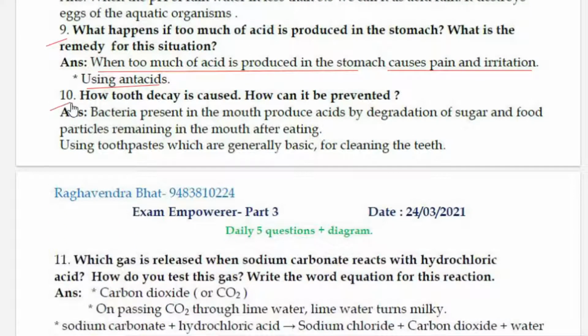Next question. How is tooth decay caused? How can it be prevented? Bacteria present in the mouth produce acids by degradation of sugar and food particles remaining in the mouth after eating. By using toothpastes, which are generally basic, for cleaning the teeth, it can be prevented.